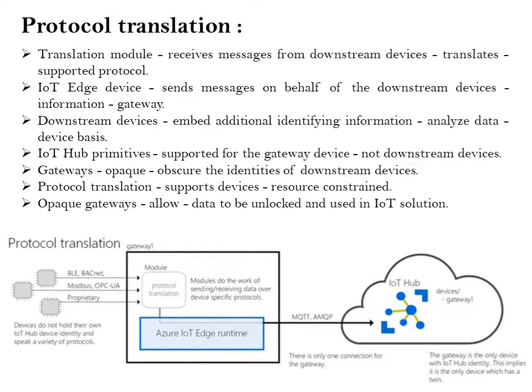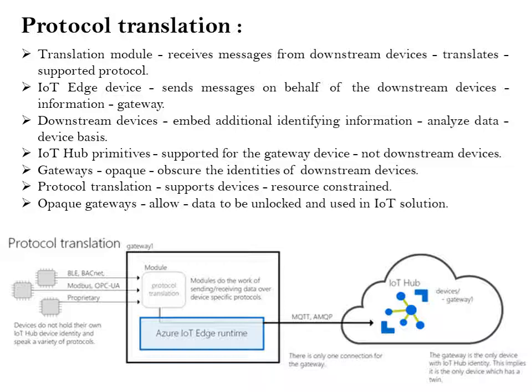We'll see in detail about both these patterns. First comes the protocol translation. In this gateway pattern, only IoT Edge gateway has an identity with IoT hub. If a device doesn't support MQTT or AMQP or HTTP protocol, then it uses a gateway device to send data to the IoT hub. The translation module receives messages from downstream devices. Then it translates them into a supported protocol. And then the IoT Edge device sends the messages on behalf of the downstream devices. All the information looks like it is coming from one device, that is the gateway.